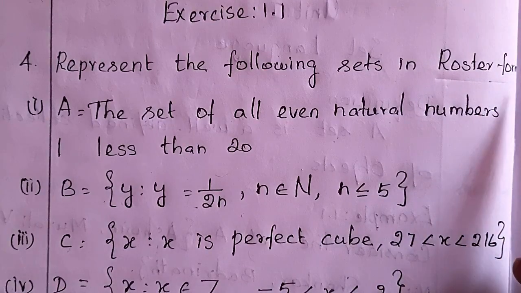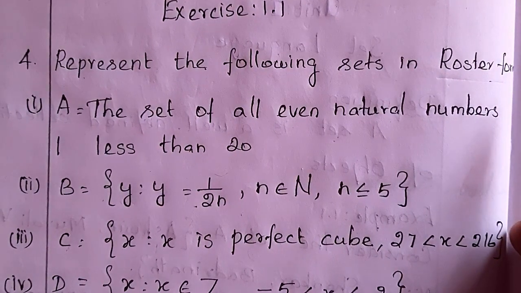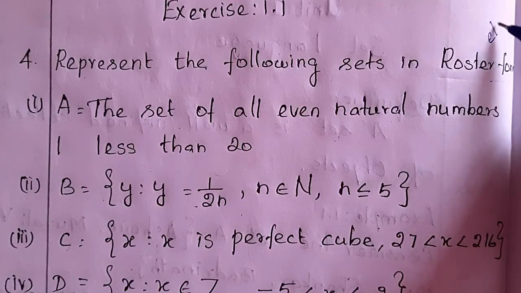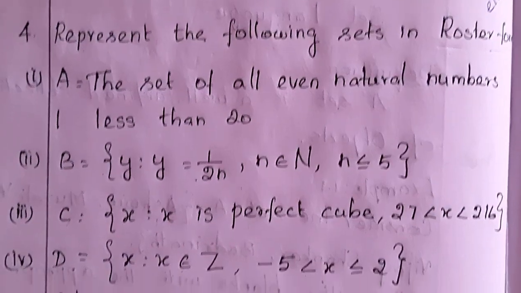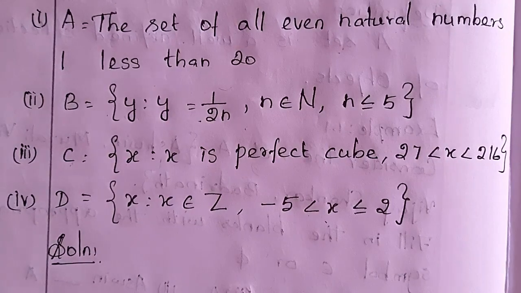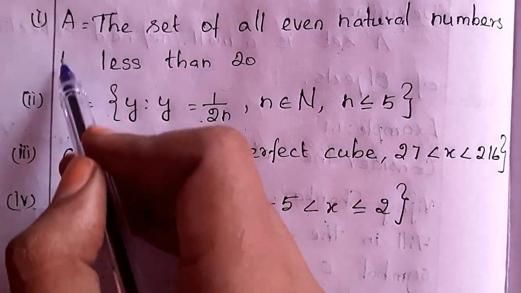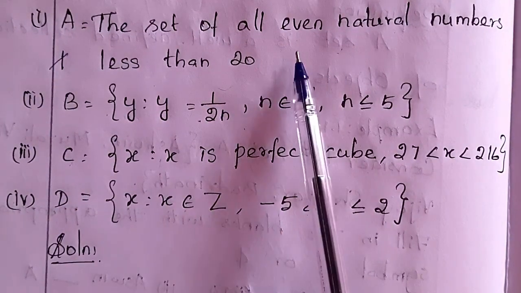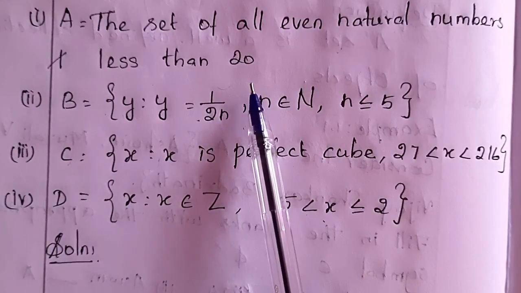What is roster form? What is the identification of the roster form? Yes, we have to write with elements. This is the identification of the roster form. So look at the first one. A equal to the set of all even natural numbers less than 20. This is the given set.